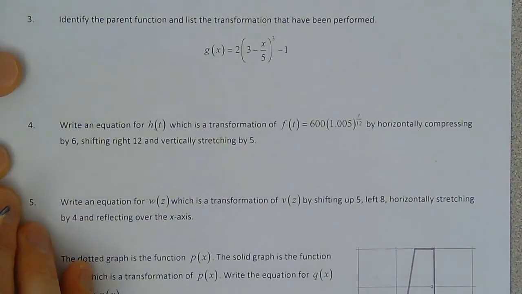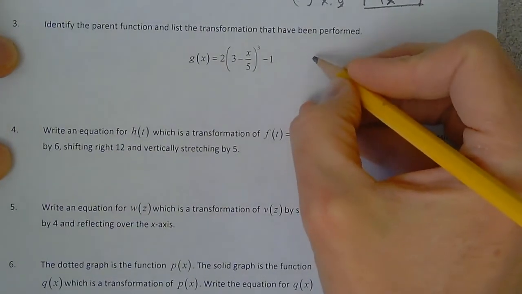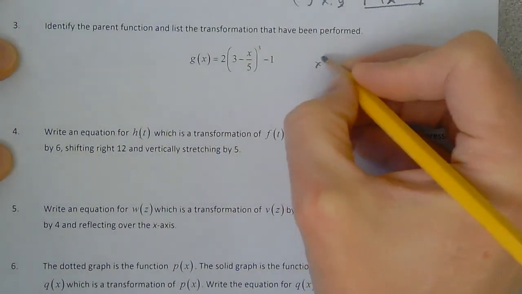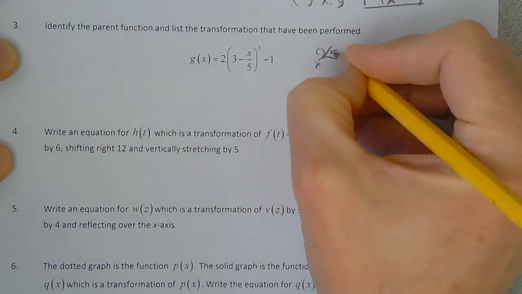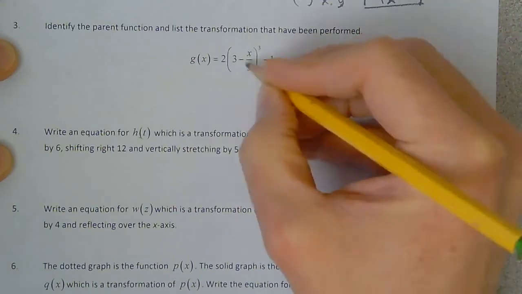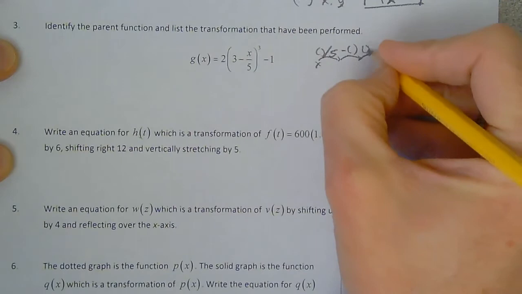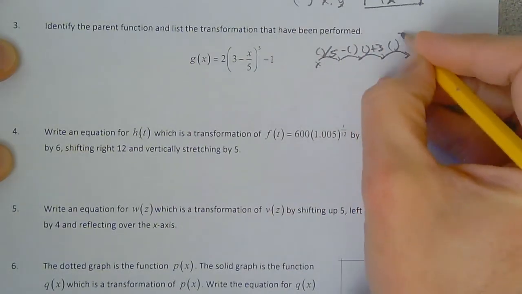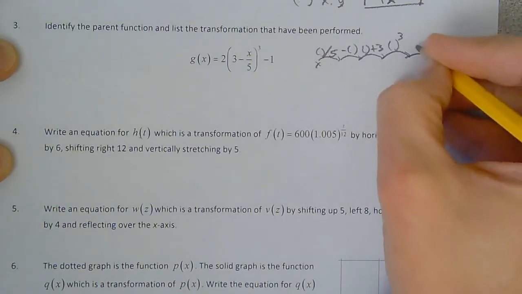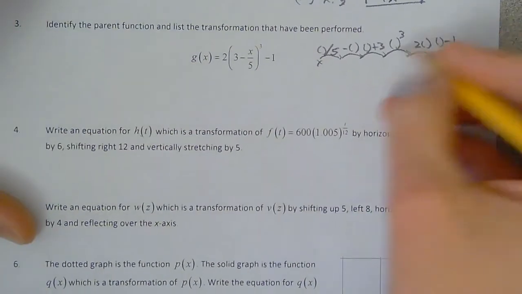All right, into the transformation part. Identify the parent function, list the transformations that have been performed. I'm going to do that by creating an arrow diagram. So I start with the x. It looks like the first thing that's happening is division by 5. And then the negative shows up in front of that, so I'm going to do a sign change there. And then I add 3 on. All of that then gets cubed, multiplied by 2 on the outside, and then finally 1 subtracted from there.